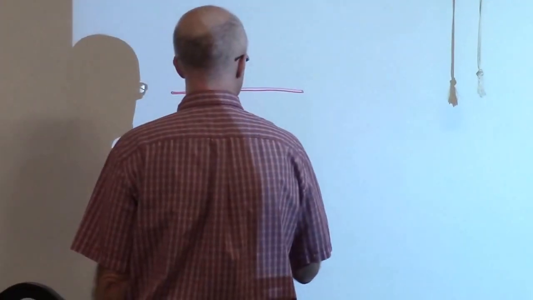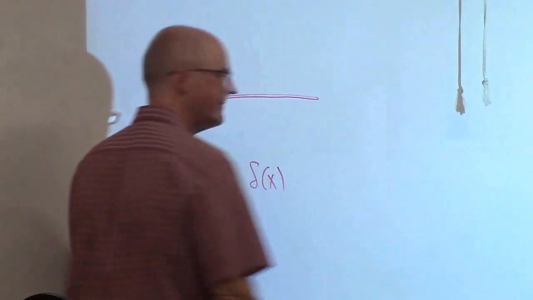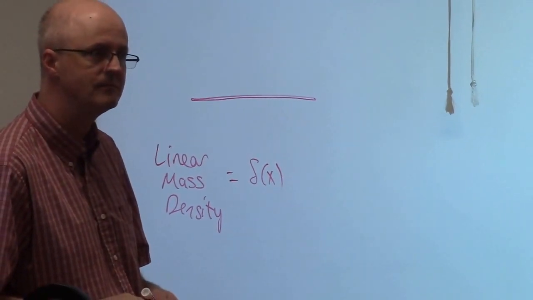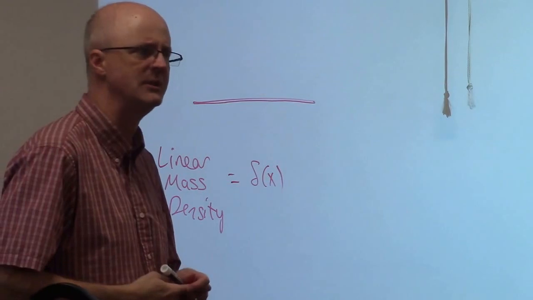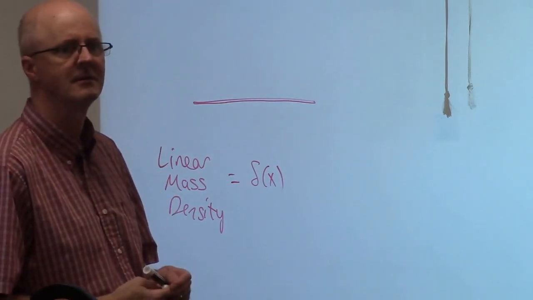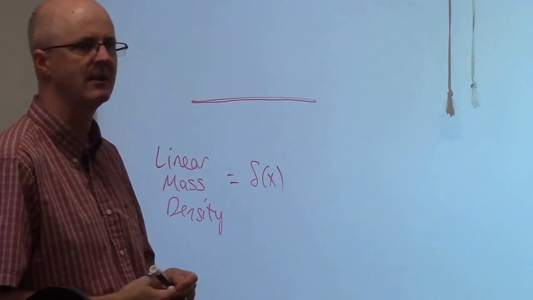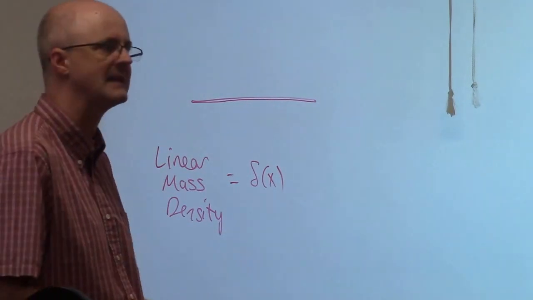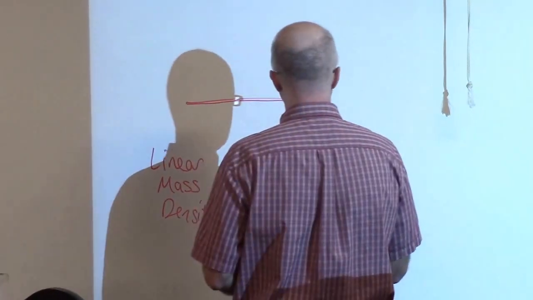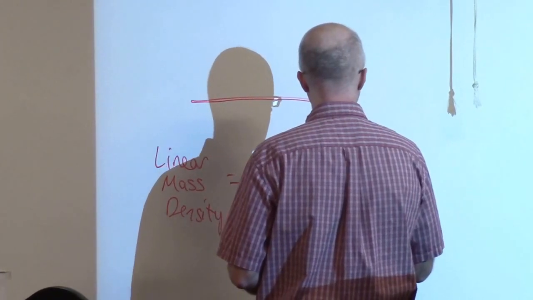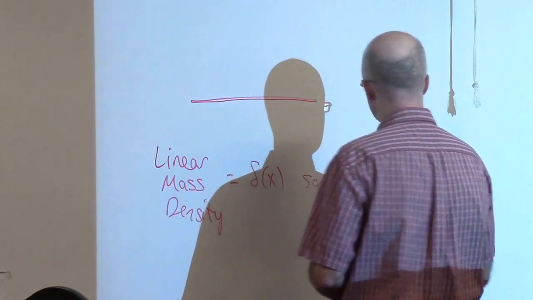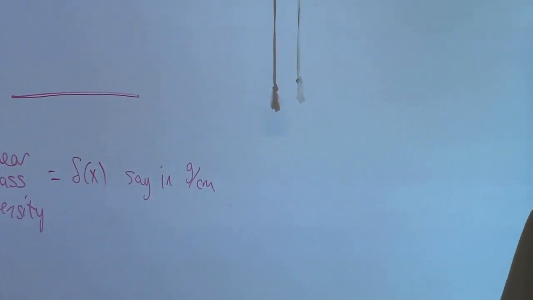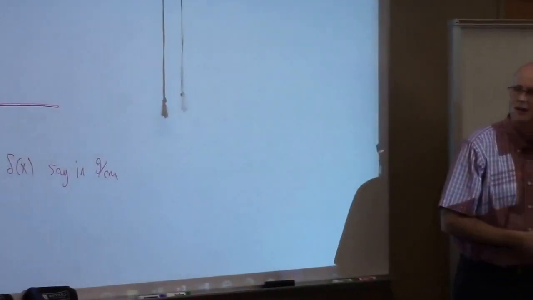The book calls the linear mass density delta of x. Delta is just a function name here. I think sometimes you'll see books use the letter rho instead of delta for density. Our book uses a delta. I guess delta starts with D, like density starts with D. That's perhaps why. Let's say this is in grams per centimeter. Not cubic centimeter, per centimeter. That's not a typo there. Grams per centimeter.